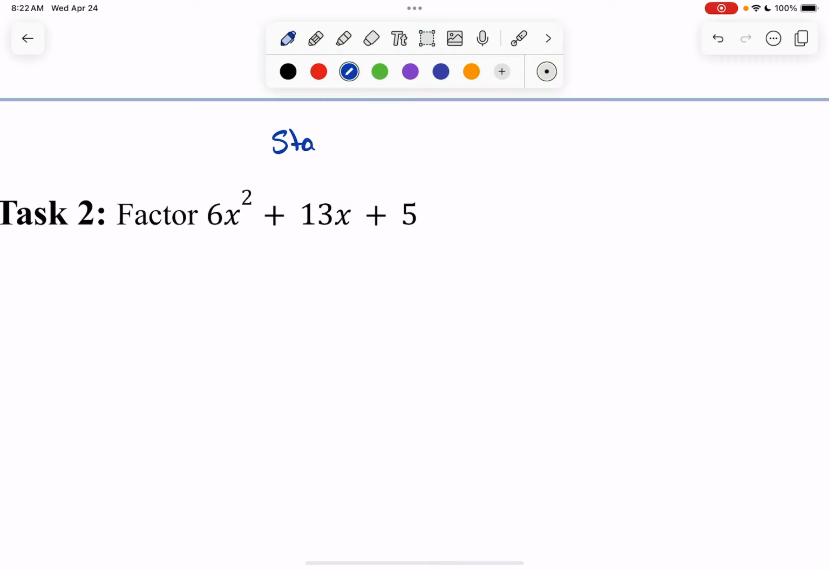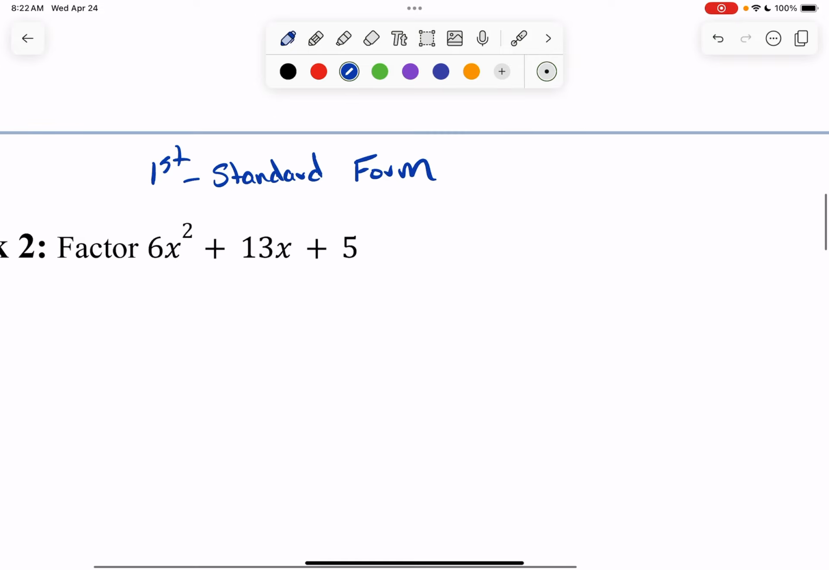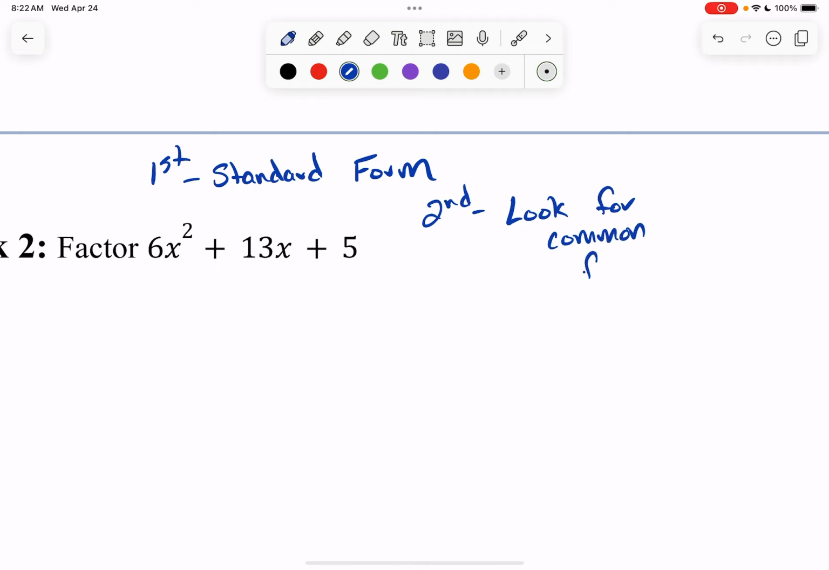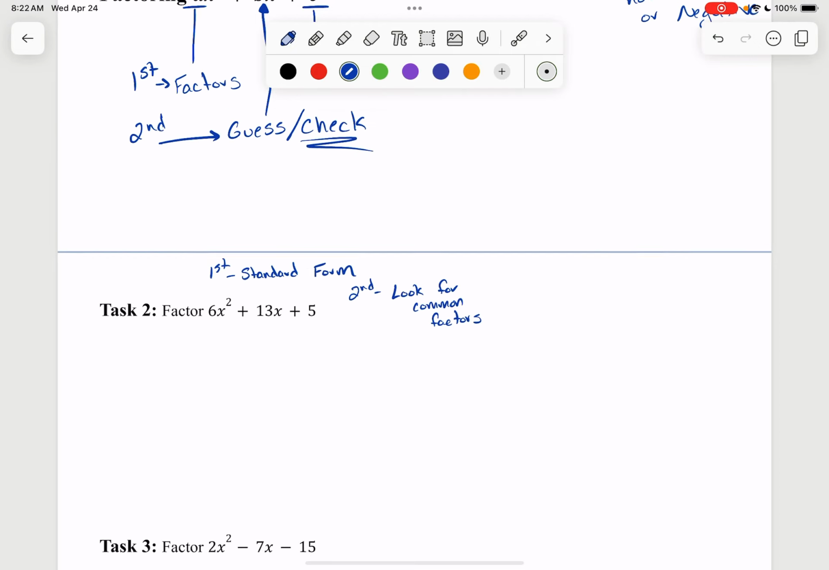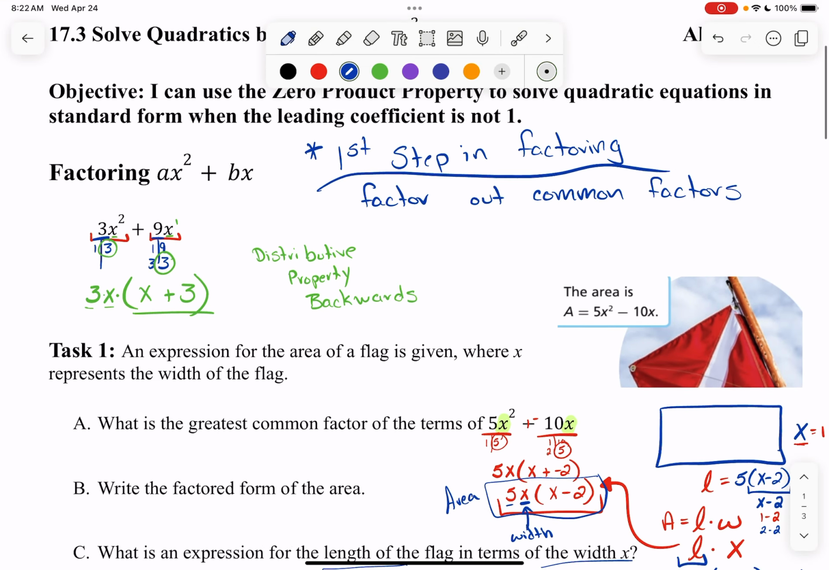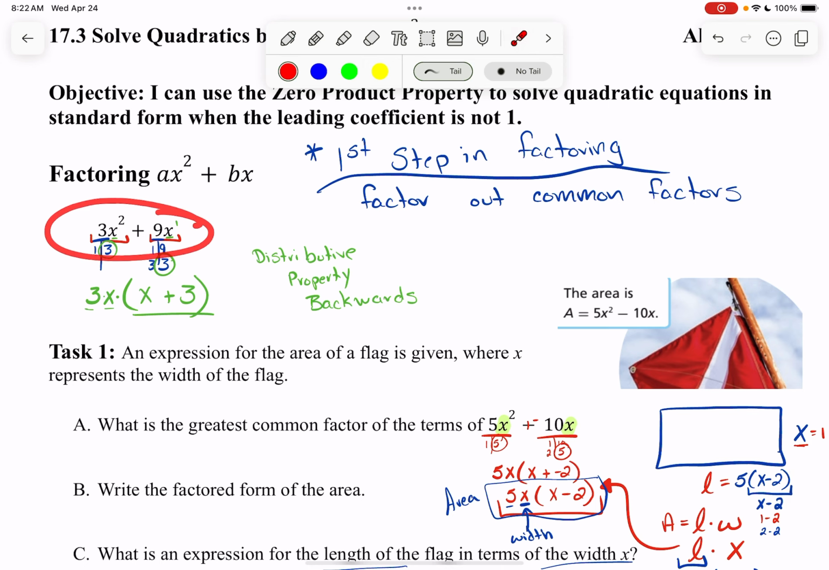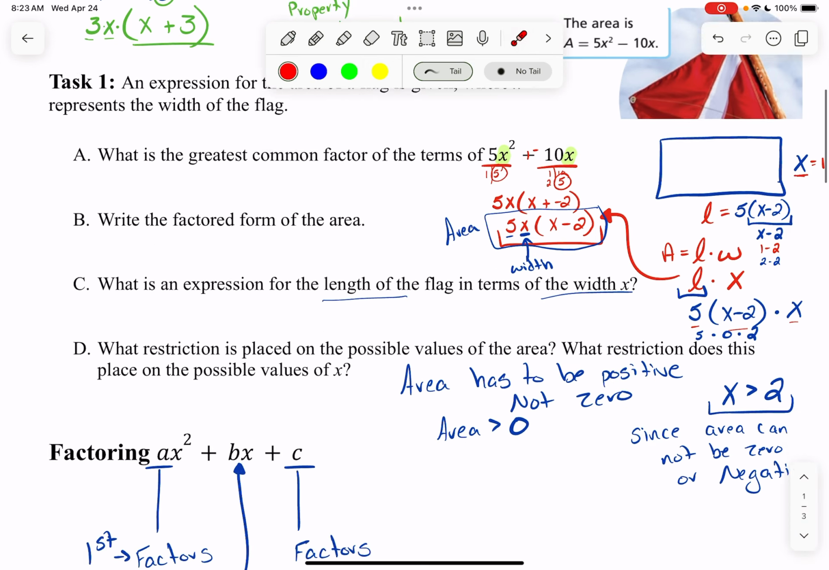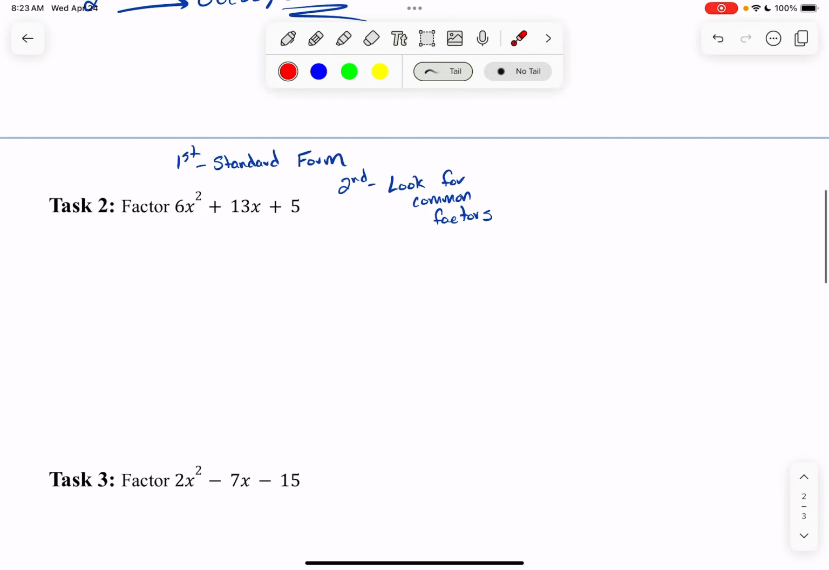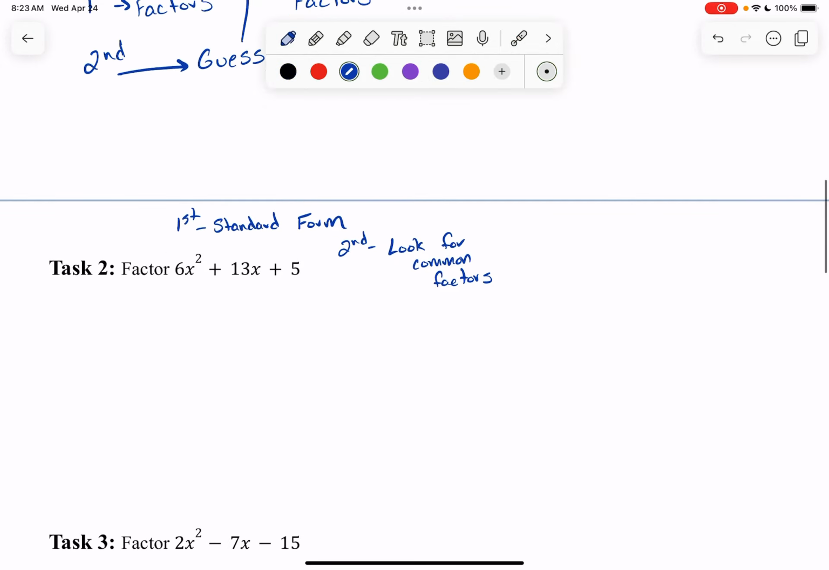First, always make sure it's in standard form. If it's not in standard form, you need to get it in standard form. Then second, look for common factors. Always factor out those common factors first, like we did up here. Like if they both have a factor of 3, factor that out. If they both have a factor of x, factor that out. And if there are no common factors, then we start our factoring process.